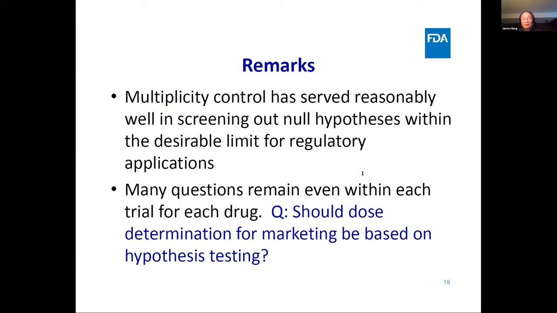One example we see is that in cardiovascular outcome trials, the MACE trials, often the two doses selected are not far apart. And so the two doses actually show very similar treatment effects. So testing doses in that scenario may not be prudent.